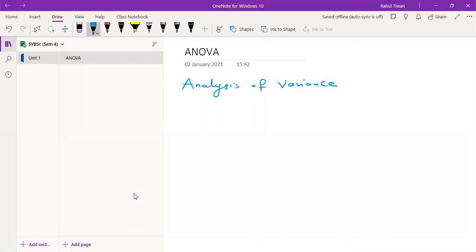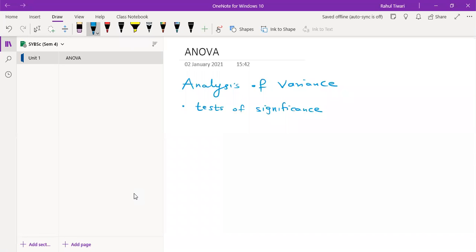This particular method is quite useful, one of the most powerful statistical tools to be used in the test of significance. So when you do the test of significance, you can always go for the analysis of variance.